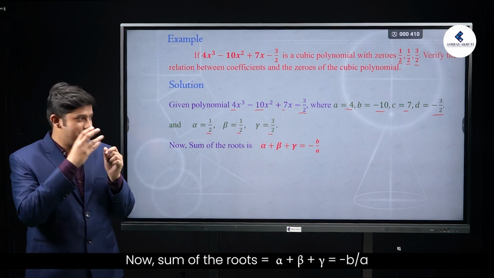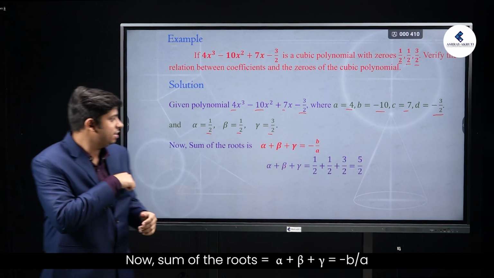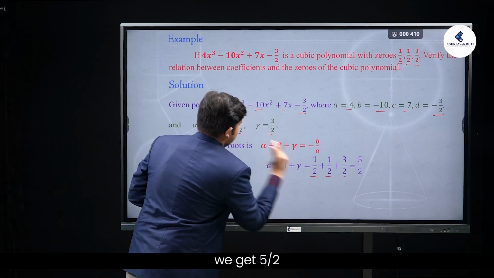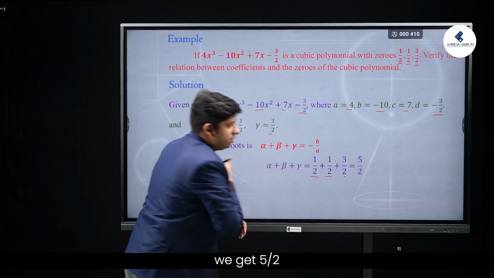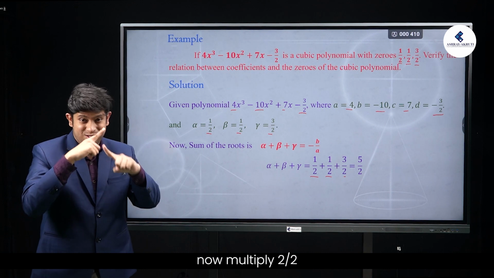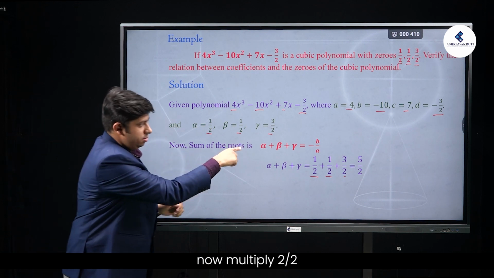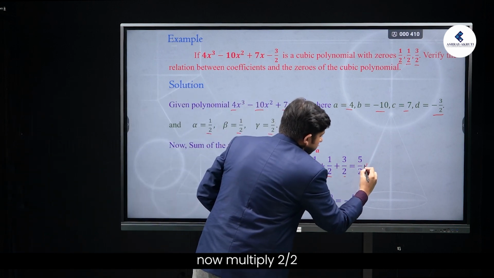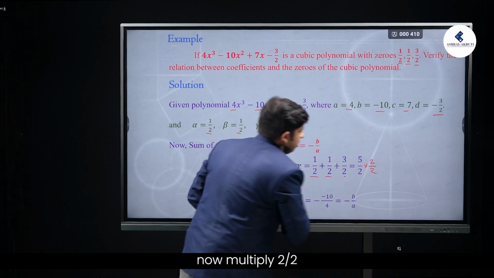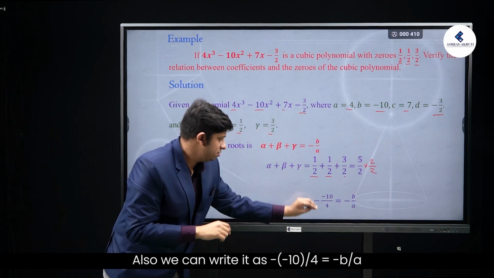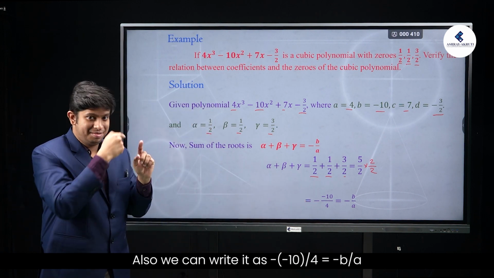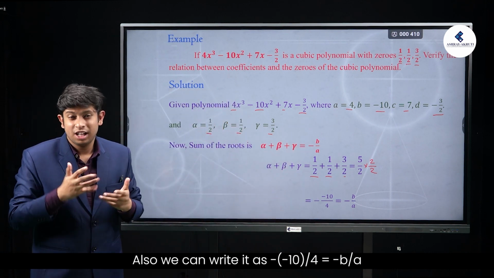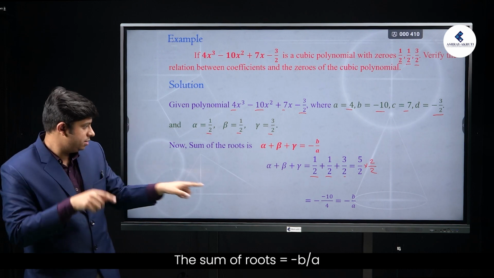Now sum of the roots is equal to alpha plus beta plus gamma, that is equal to minus b by a. Now substitute alpha, beta, gamma values in the formula. We get 5 by 2. Now multiply 2 by 2. We get 10 by 4. Also we can write it as minus of minus 10 by 4, which is equal to minus b by a. Hence it is verified that sum of roots is equal to minus b by a.